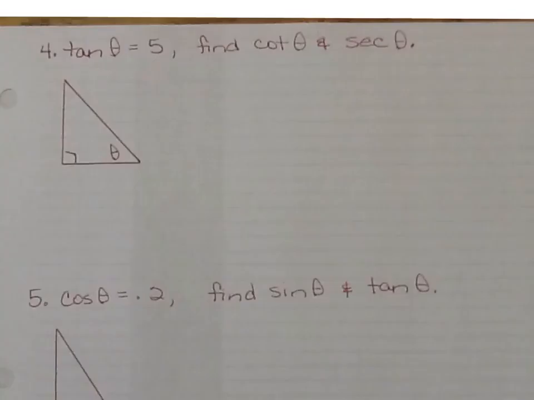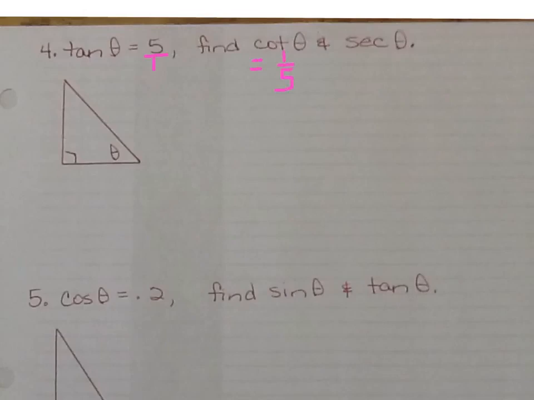All right, problem number 4. I've got that tangent theta is 5. I need to find cotangent and secant. Well, the first thing I need to do is I need to make tangent look like a ratio, so I'm going to make that 5 over 1. And then that means I can answer cotangent theta right away because it's just the reciprocal, 1/5.